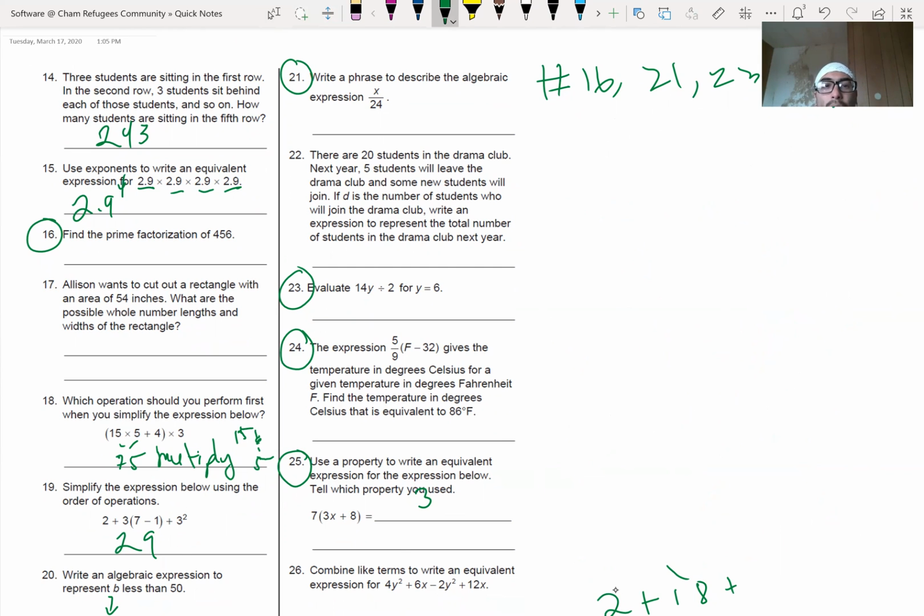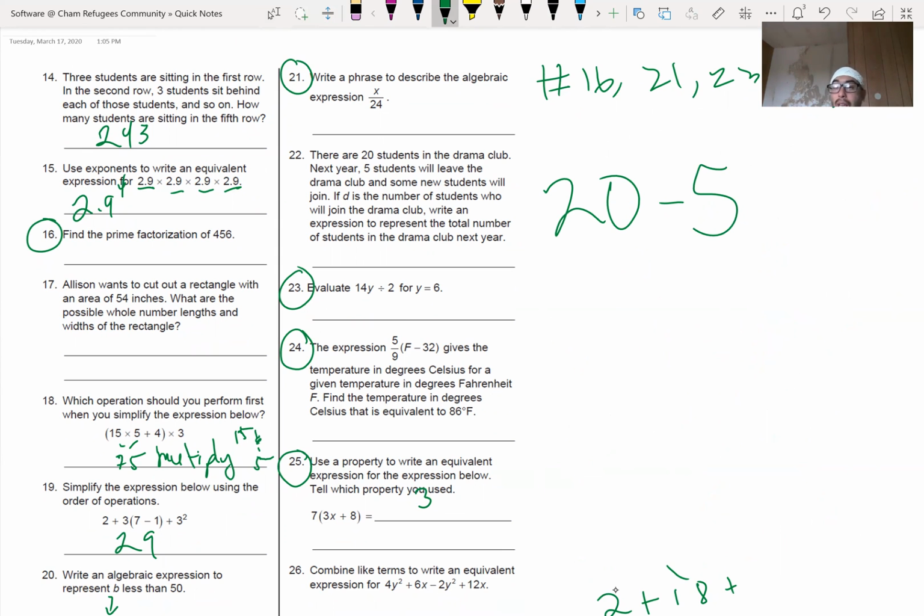Okay, so we know that we have 20 right now. Okay, and then it says 5 will leave. What does that mean? What does that mean, Abdurrahman? Yes, it means take away. So we're going to take away 5. And then it says, and some new students will join. If D is the number of students who will join the drama, write an expression.